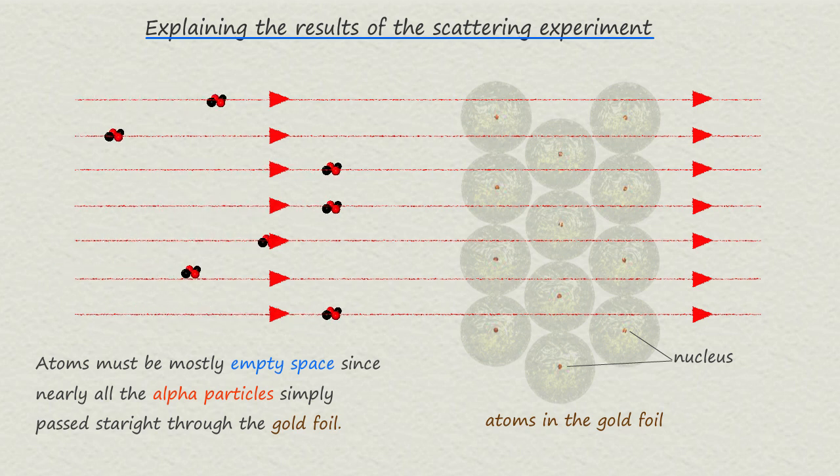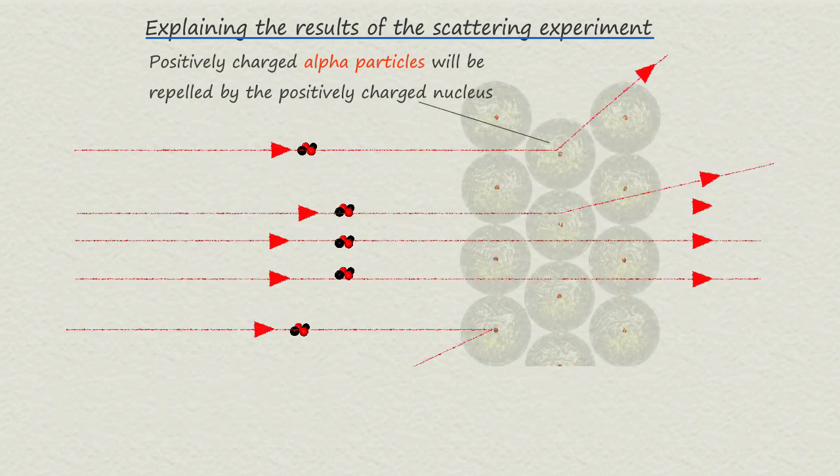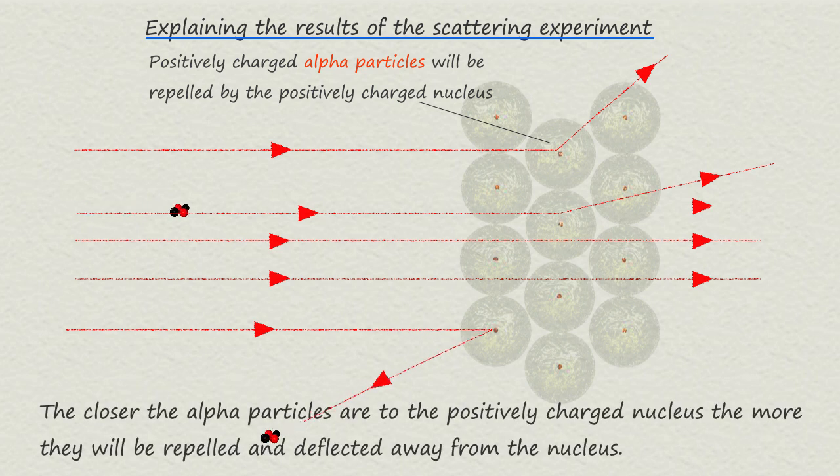Since the nucleus is very small, the chances of an alpha particle hitting it or even coming close to it are quite small. However, the fact that some of the alpha particles were deflected told Rutherford that they had come close to a region of dense positive charge. The closer the alpha particles come to the area of positive charge, that is the nucleus, the greater the angle through which they were deflected.